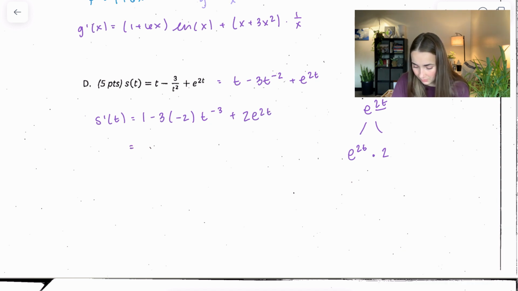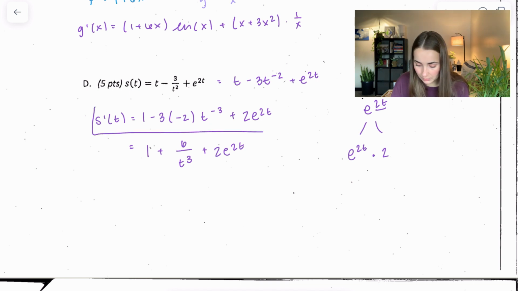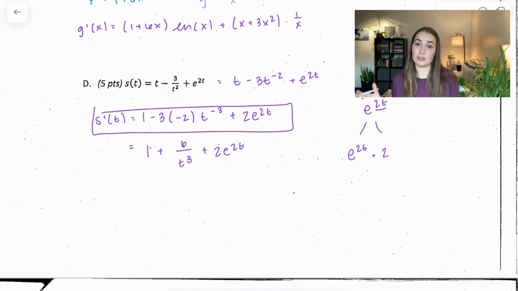If you wanted to simplify it out a little bit, you could. So this becomes 1 plus 6 over t cubed plus 2e to the 2t. But you're also perfectly fine stopping right here because this is by definition the derivative.